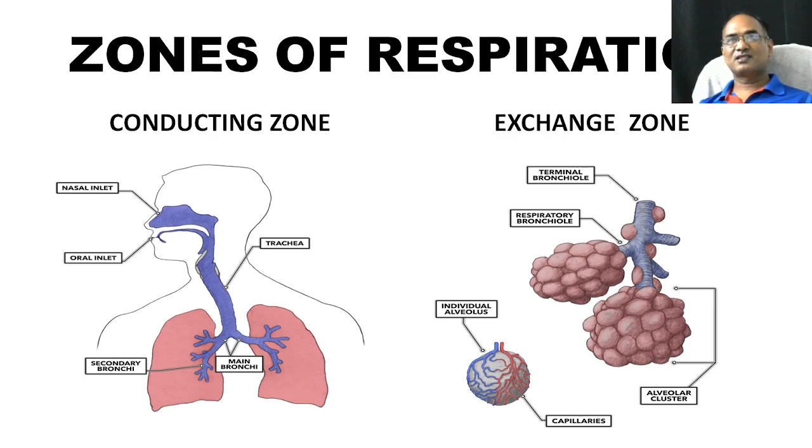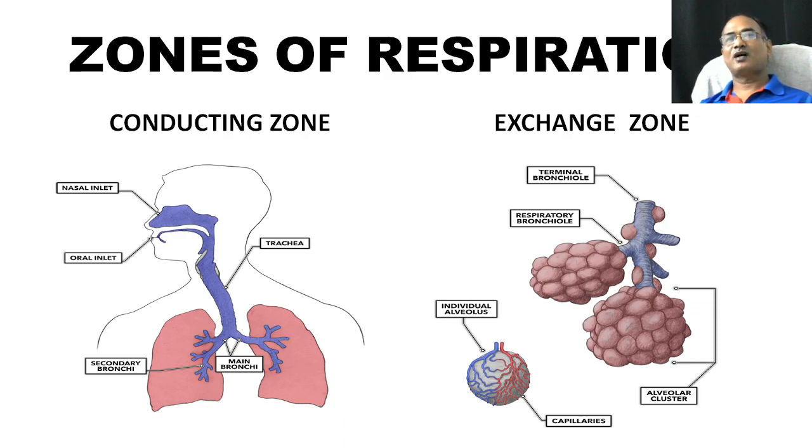When we discuss respiration, there are two major areas we need to concentrate on during physical activity or normal resting condition. The one is the conducting zone, and the other is the exchanging zone or respiratory zone. The conducting zone conducts the air from the nasal and oral cavity, and finally it reaches the left and right lungs. Up to the left and right lungs, it is called the conducting zone.